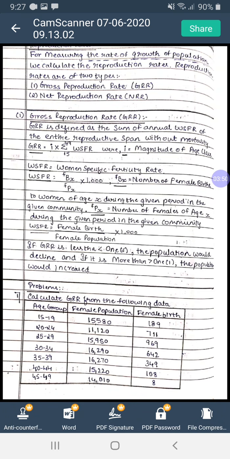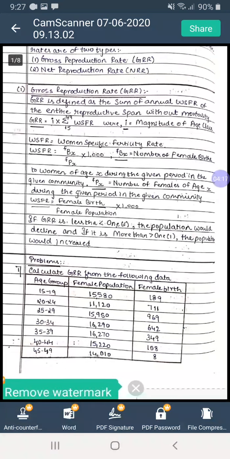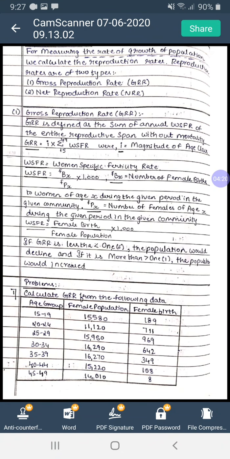Now moving to the problem. Calculate GRR for the following data. The age groups are 15 to 19, 20 to 24, 25 to 29, 30 to 34, 35 to 39, 40 to 44, 45 to 49. The female populations given are 15,580, 11,120, 15,950, 16,290, 16,270, 15,220, 14,010. Only female births are given here, that is 189, 711, 969, 642, 349, 108, 8. So this is the data available for us in the first problem.